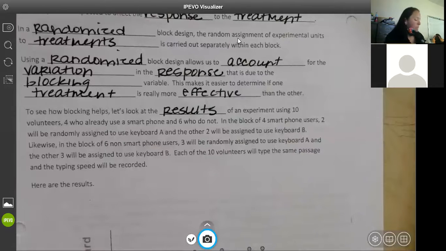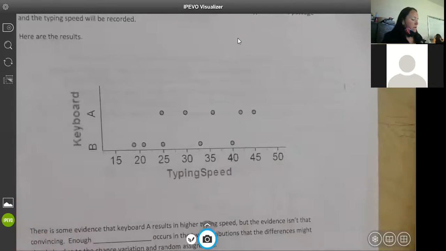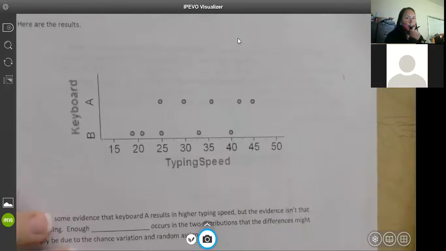Okay, is everybody good? So if we look at this, what do you notice? The keyboard B typing speed seems to be slower. Sorry, you should have yelled at me. You good? It was just one word. It's okay. Everybody else okay? Y'all tell me if I go too fast, all right?